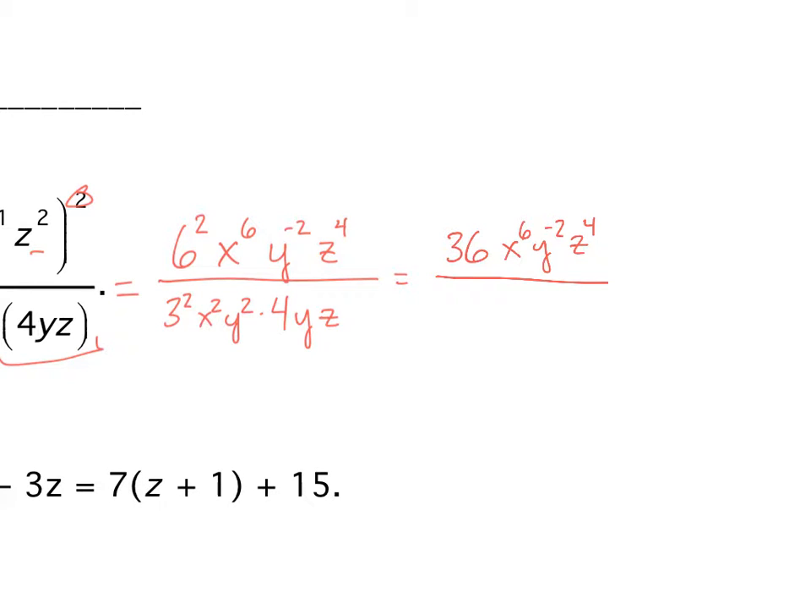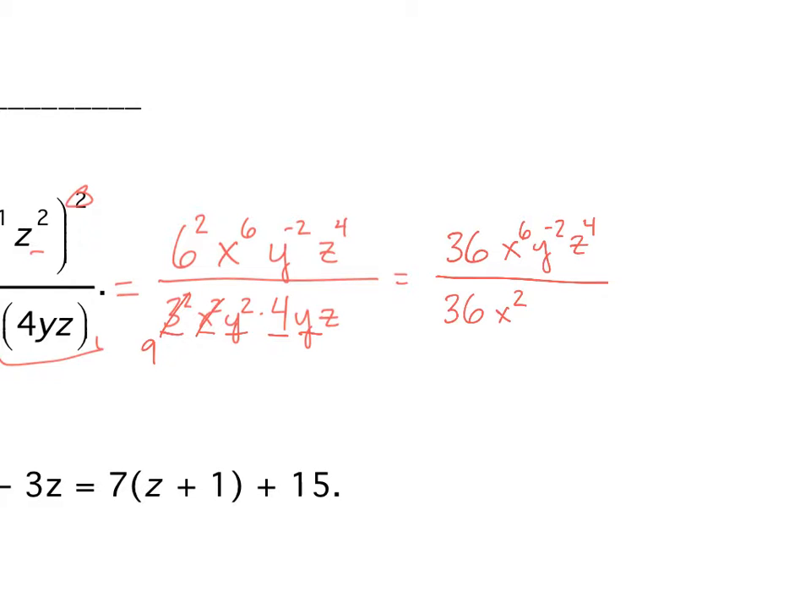When I'm simplifying the denominator, I've got two different numbers, 3 squared, which is 9, times a 4. 9 times 4 is 36, so that's the number that's going to be in the denominator. Then I've got one x term, so I'll just keep that x squared like it is. I have two different y terms.